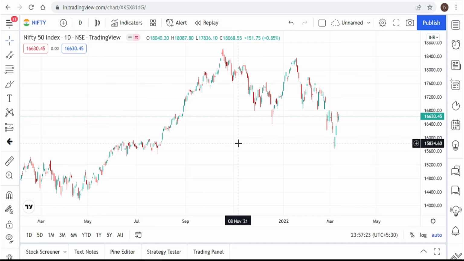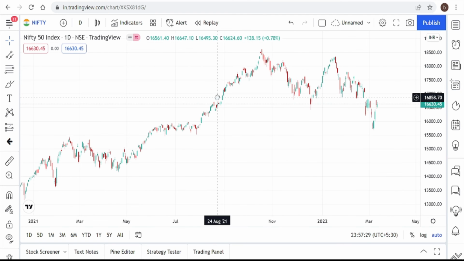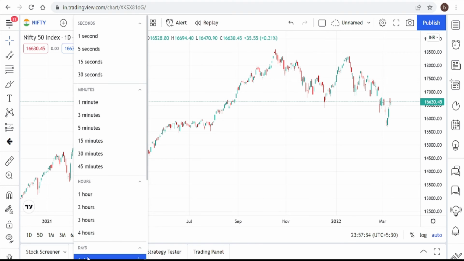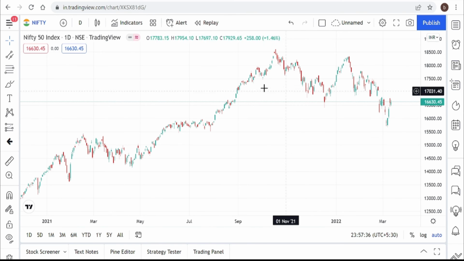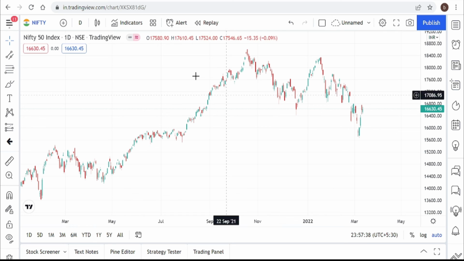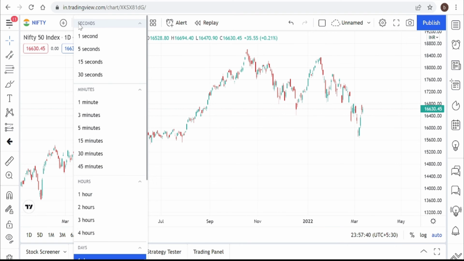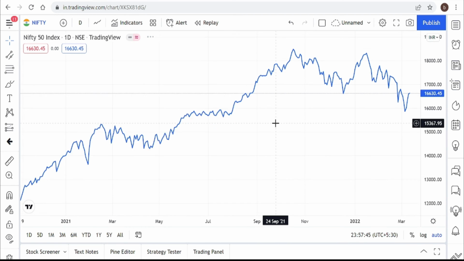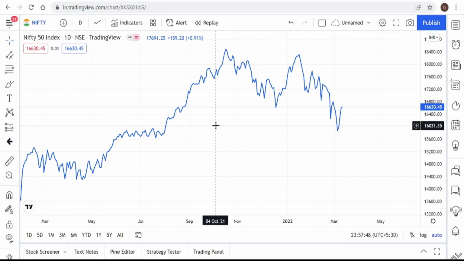All right, so now we are on the TradingView platform. I've just taken the Nifty index on the chart. If you see, I have applied the 1 day time frame, and this is a candlestick chart. Let me go with a line chart so that it will be clearer in identifying the trends. Okay, so let's start with the first uptrend.